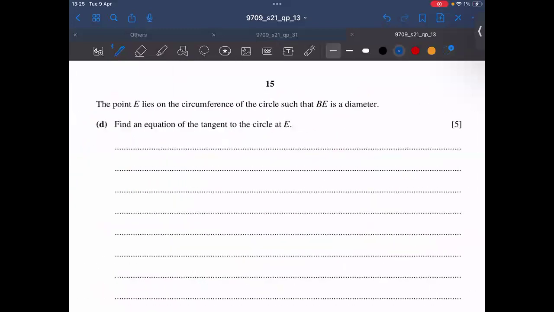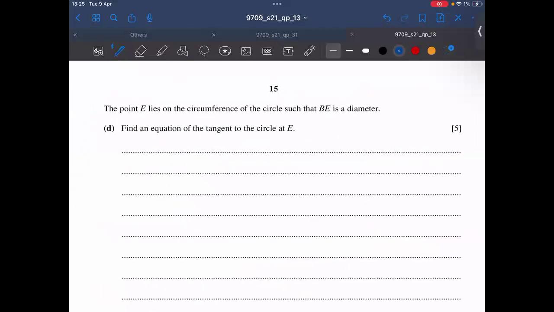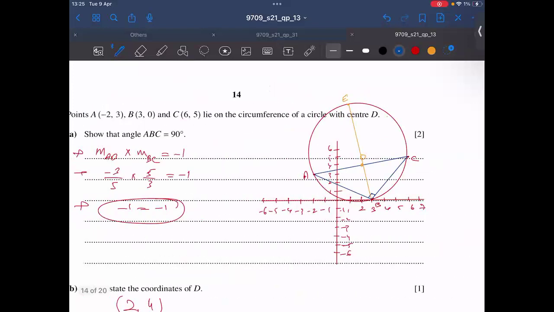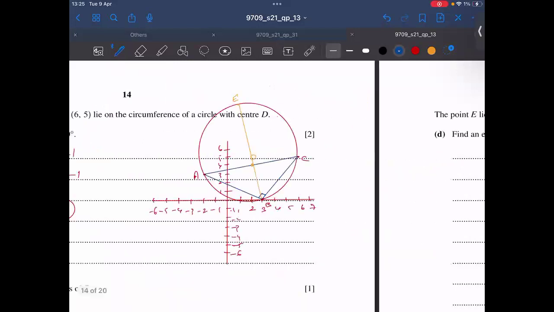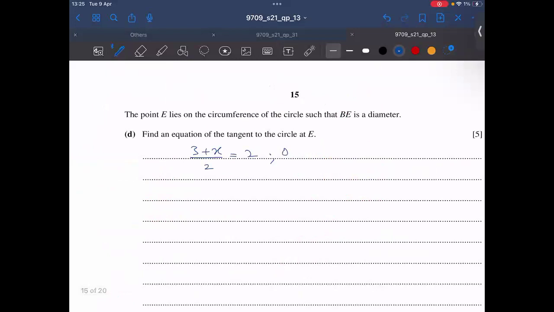Now we're going to use the formula for the midpoint. What are the coordinates of B? It's going to be 3 plus the x coordinate of E over 2. That's going to give me the x coordinate of the center point, which is 2. And we have 0 plus the y coordinate of E over 2, which is going to give me the y coordinate of the center point, which is 4.